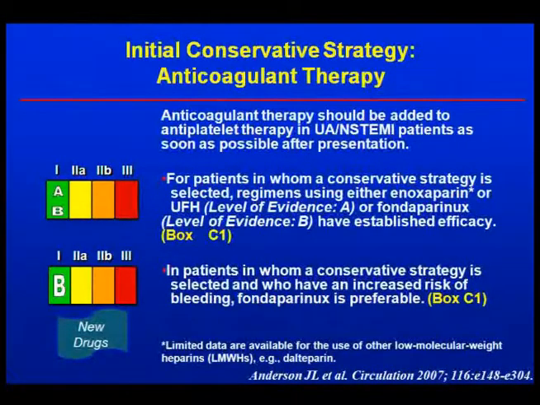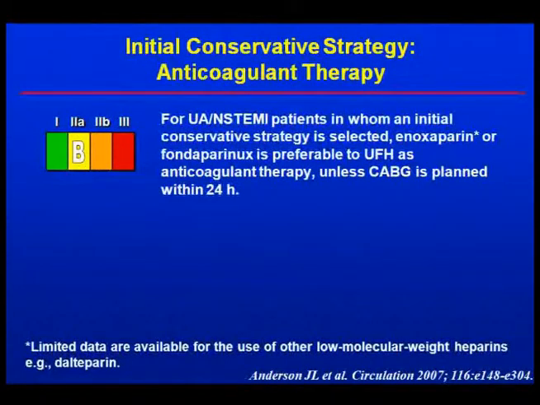Then they talk about anticoagulant therapy in patients that are managed conservatively, meaning not going to the cath lab initially. For patients in whom a conservative strategy is selected, regimens using either enoxaparin or fondaparinux have established efficacy. So they like these drugs better than unfractionated heparin if the patient's managed conservatively. And if there's an increased risk of bleeding, the preference is for fondaparinux because the risk of bleeding is lower. And that's said right here, unless CABG is planned within 24 hours, because it takes a long time for fondaparinux to wear off. It has a long half-life.